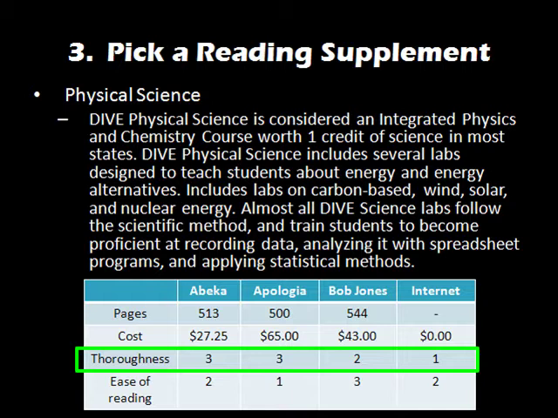So the internet is actually the most thorough, followed by Bob Jones, and that's the Bob Jones Physical World text. And Abeka and Apologia are a distant third because they are not actually integrated chemistry and physics courses. You can use those books, but just be ready to supplement with reading from various internet sites. And then that last row there, ease of reading, that's based on personal experience as well as comments that I've received from others about the different textbooks or the internet.